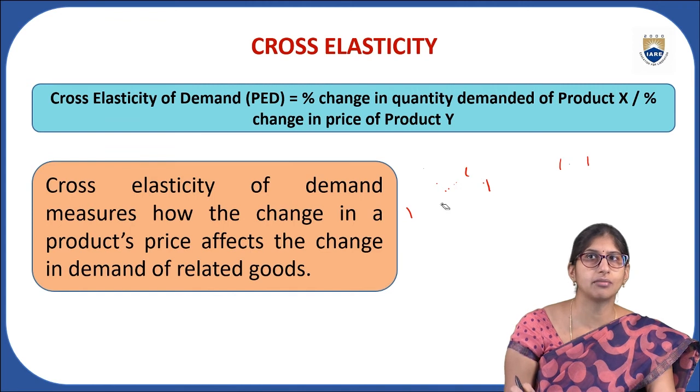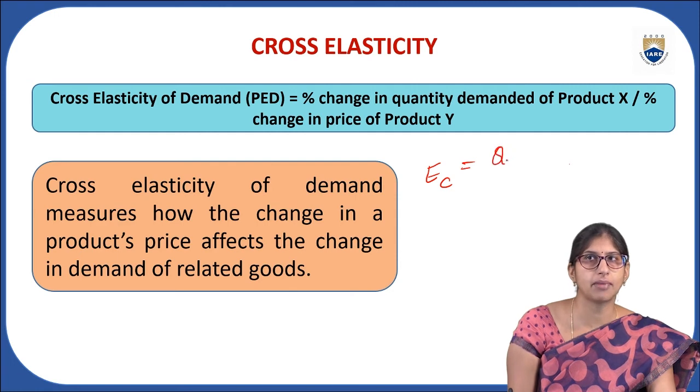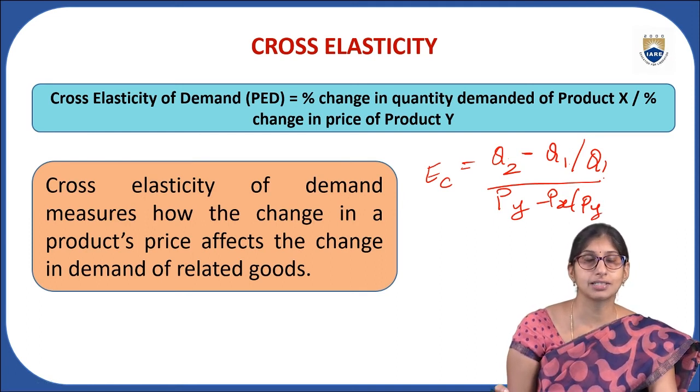And coming to the formula of cross elasticity: cross elasticity is equal to the change in quantity demanded of product X, (Q2 minus Q1) by Q1, divided by the change in price of Y, (price of Y2 minus price of Y1) by price of Y1. Okay, so this is the formula for cross elasticity.